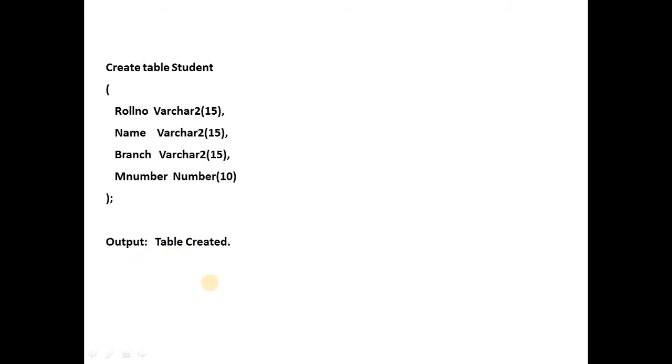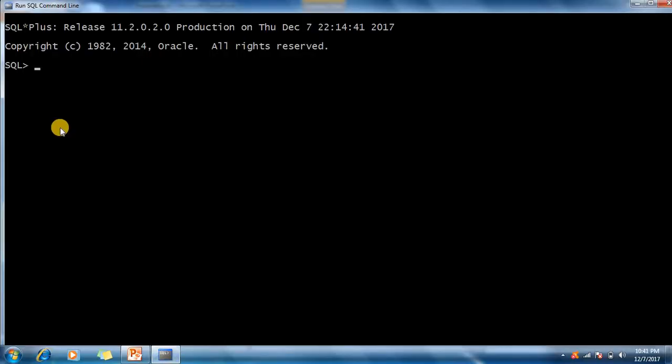We'll see how we will create a table. The same table we'll be creating. Go to the SQL command line. I need to connect to the system. My username is system and the password is manager, and the database is DBA. So it is connected. Once it is connected, you are now about to create a table.